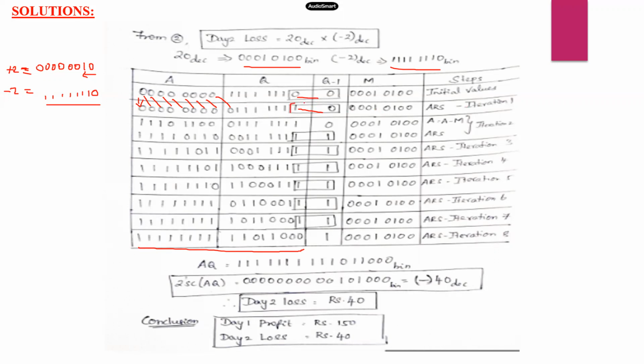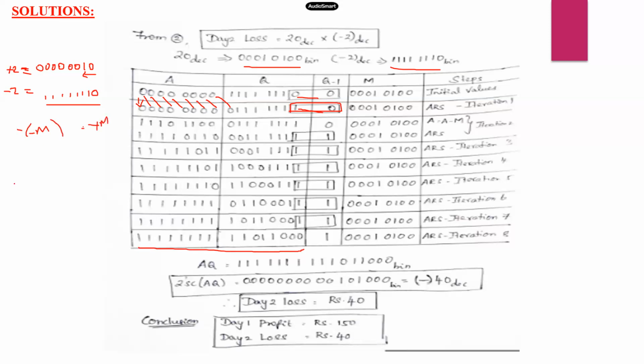Again, you take the next Q and Q minus 1: 1, 0. If it is 1, 0, then the multiplicand will be subtracted from A, so A equals A minus M. Already the value is negative, so minus of minus M, which is nothing but plus M.